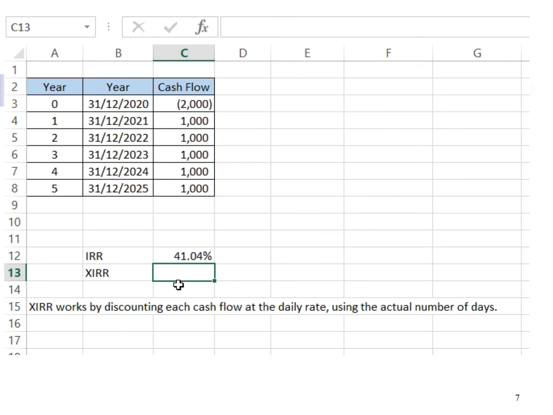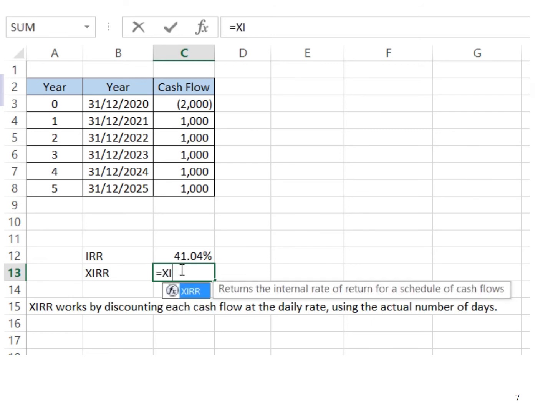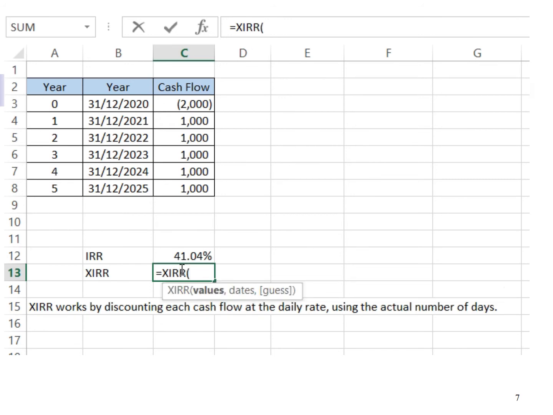Next, I would like to calculate XIRR. I type equal XIRR, open bracket, highlight the values of the cash flow, comma, highlight the dates as well. Close bracket, enter. That's the answer of XIRR. Note that XIRR works by discounting each cash flow at the daily rate using the actual number of days. XIRR is slightly lower than IRR. I will show you why.